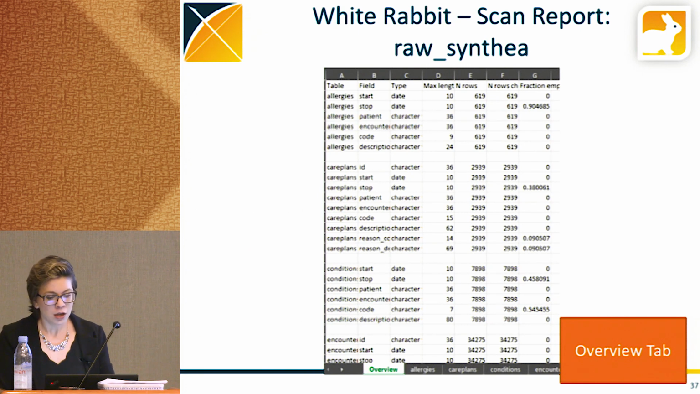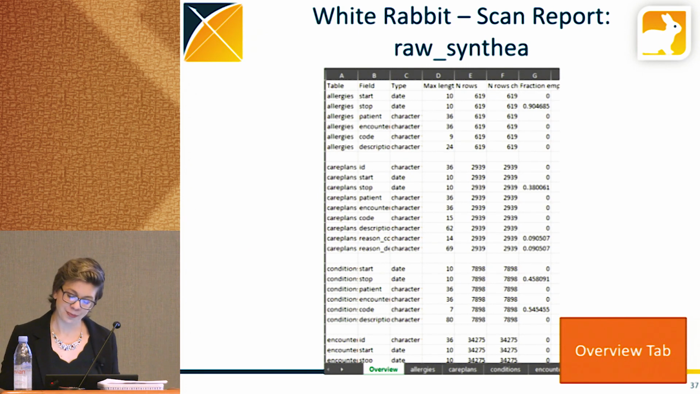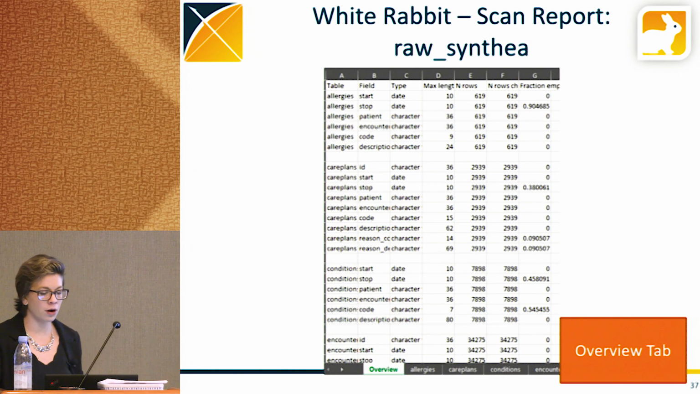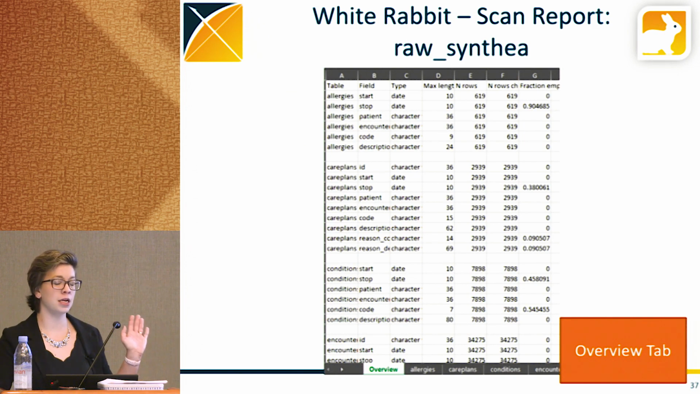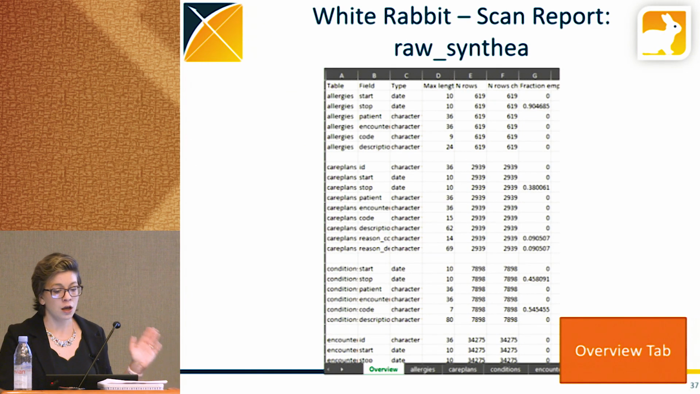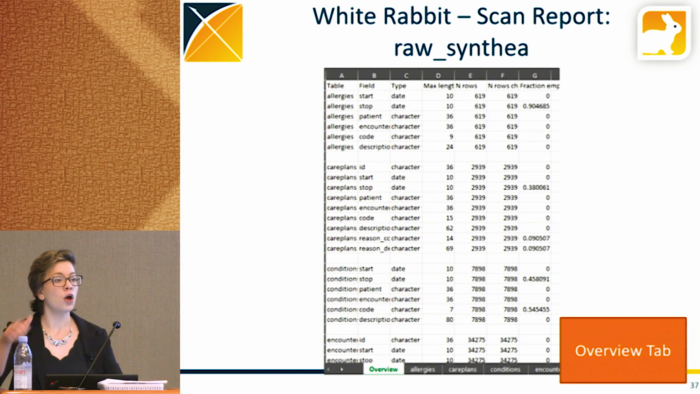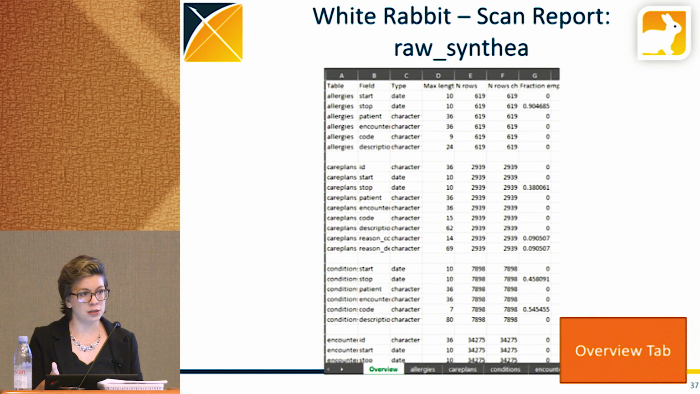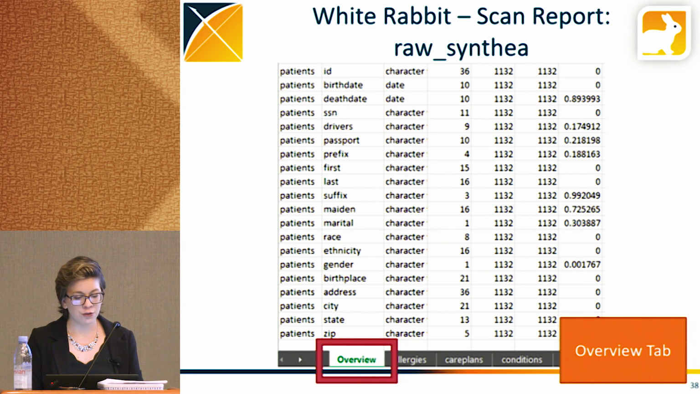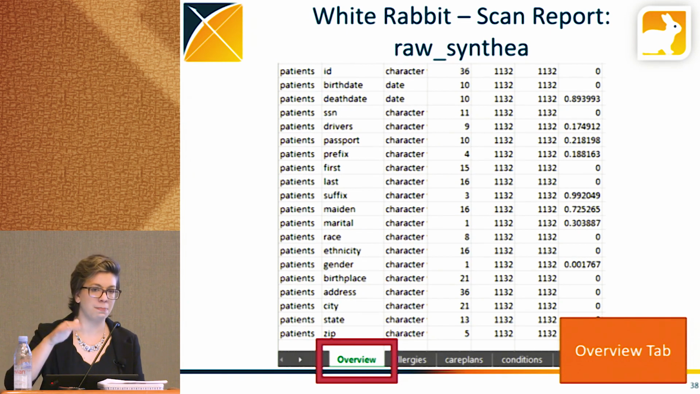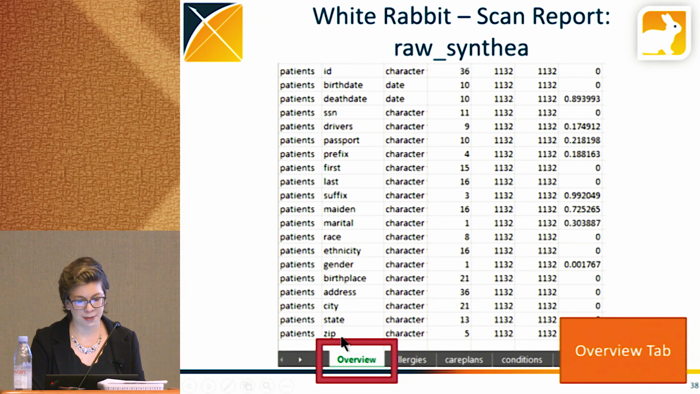Okay. So what does a scan report look like? When you get a scan report, it's an Excel document and it's going to have a bunch of tabs in it. The first tab is an overview tab, and what that is going to tell you is what are the tables that you scanned and what are the columns in the tables that you scanned. So for example, on the overview tab, it's going to describe in Synthea, there's a patient level table, and I can see all the columns in the patient table.